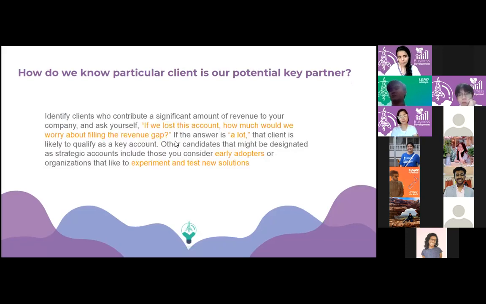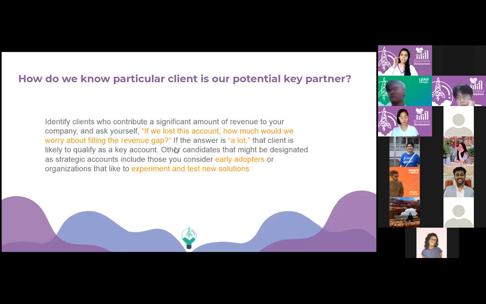So from theory, how do we know a particular client is actually our potential key partner? You basically identify the clients who contribute a significant amount of revenue to your company, like Bobo said. And you ask yourself, if we lost this account, how much would we worry about filling the revenue gap? Entities actually have one or just two partners that make up 70% or 80% of the revenue that you as an MC get from partnerships. So that is a key account.